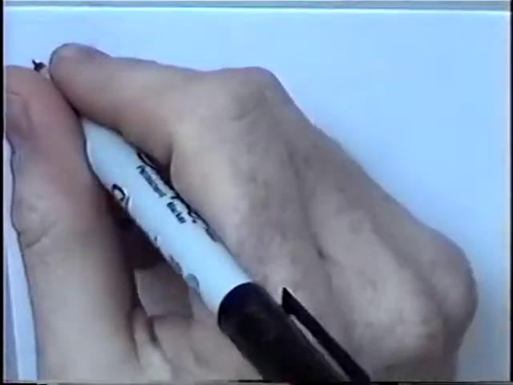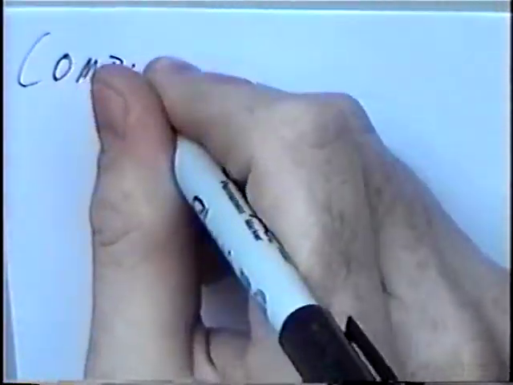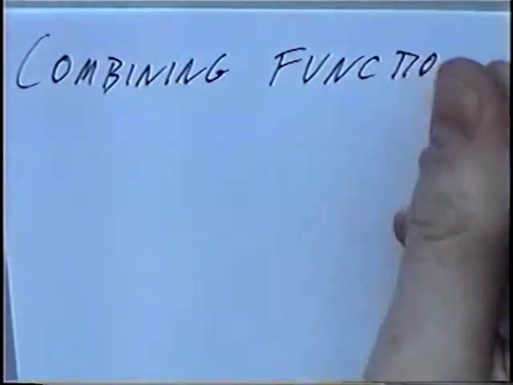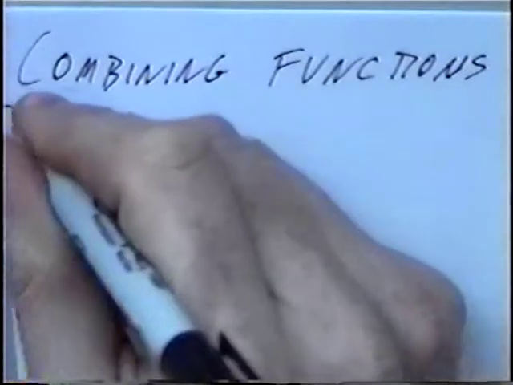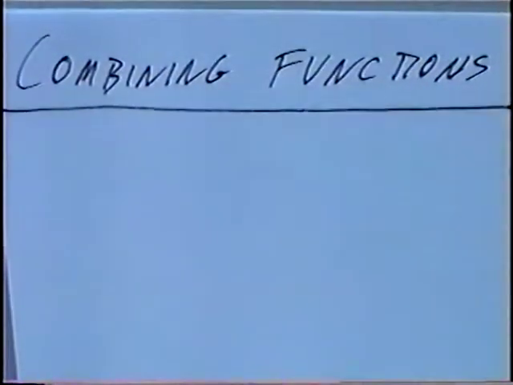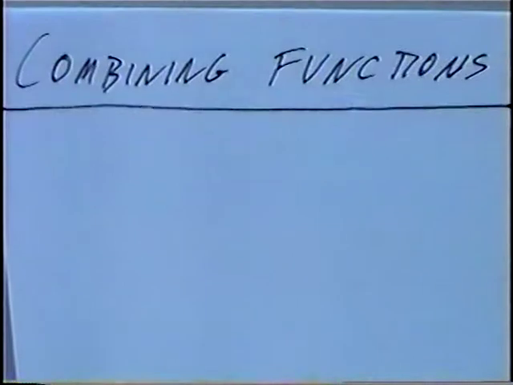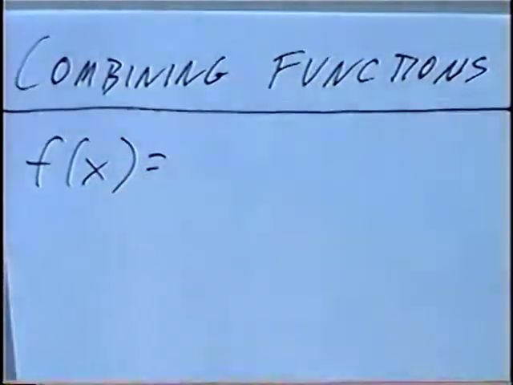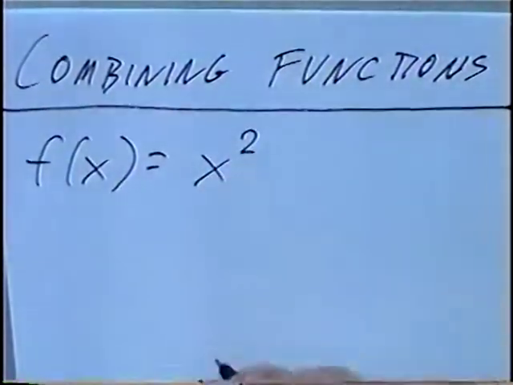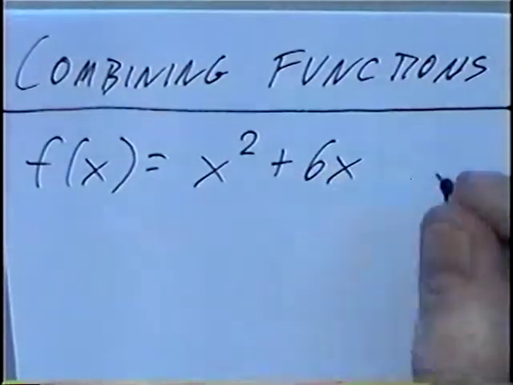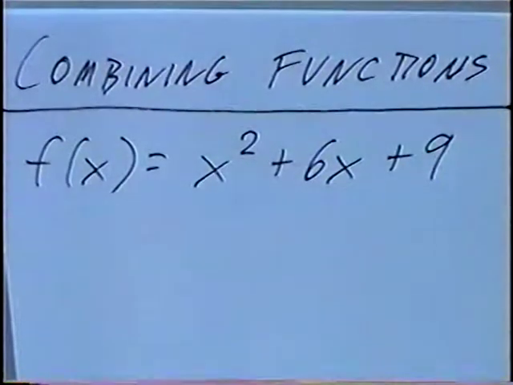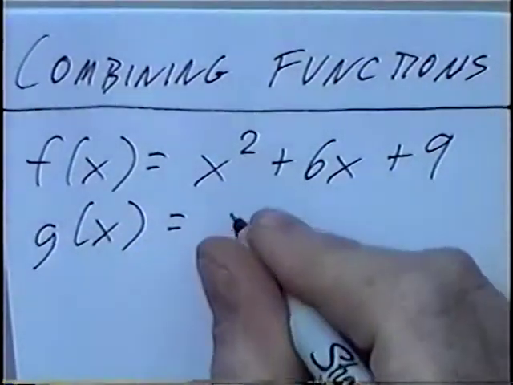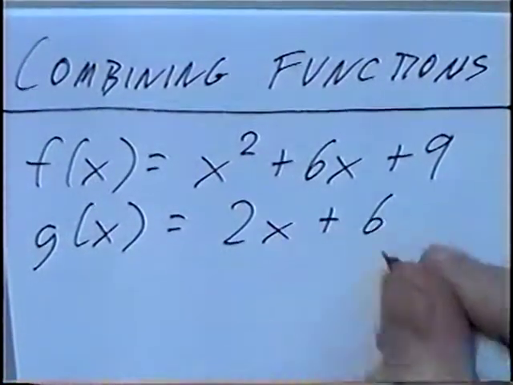Title of the first section is Combining Functions. In this section, we'll combine functions by using operations in mathematics. First function we'll look at, f of x equals x squared plus 6x plus 9. And second function, g of x equals 2x plus 6.